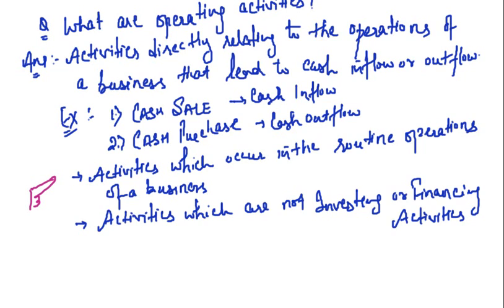If you remember this point, then to a great extent you will be able to find out in the exam which is an operating activity and which is not an operating activity. Which activity is to be taken while calculating the cash flow under the operating activities and which activity is not to be taken. Clear? Activities which occur in the routine operations of a business, those activities are known as operating activities.